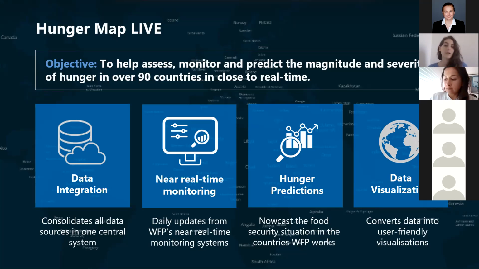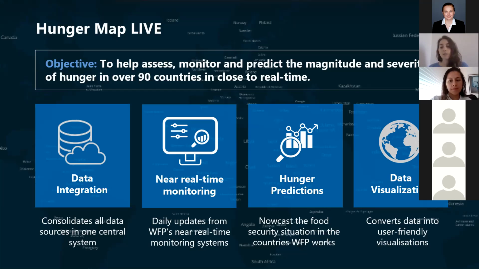So the third component of the platform is the hunger predictions. Let me first clarify, since the very beginning, that what I'm going to present is a model to nowcast food security indicators. We are now also working on a forecasting model, looking at how the situation is likely to evolve into the future, but that's still pretty much work in progress. What we have currently on the hunger map is a model that helps us nowcast the situation. So it basically estimates what the current situation is in all those places where we don't have near real-time data.